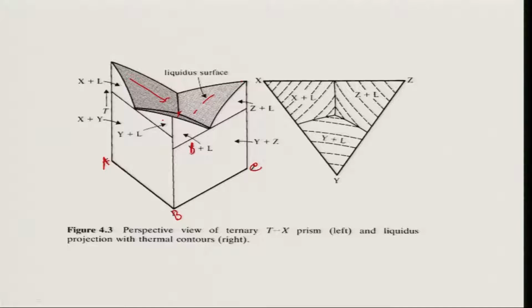So, this is B plus L, this is B plus C, C plus L, this is B plus L, A plus B, A plus L, right, that is all. This is A plus L, C plus L, B plus L, and this is a eutectic point.